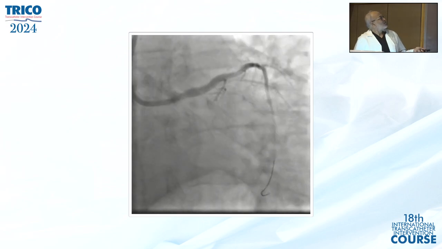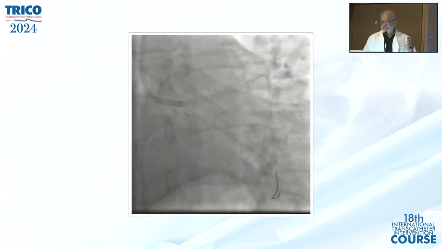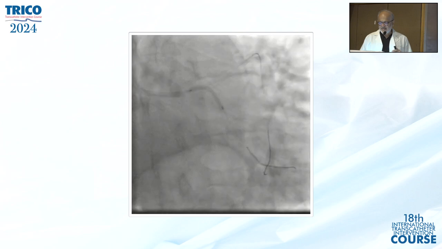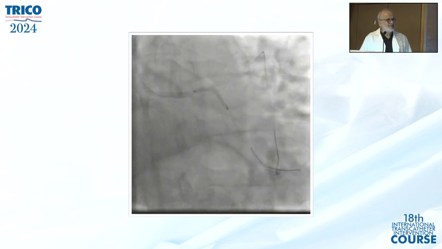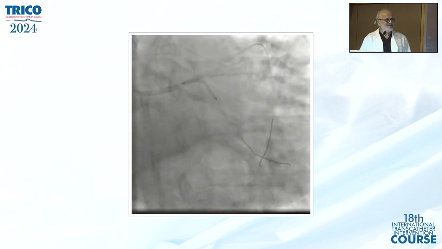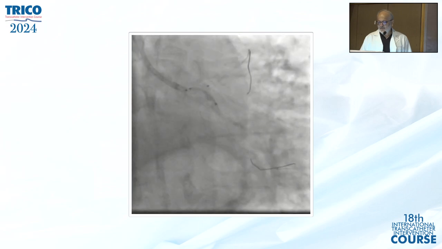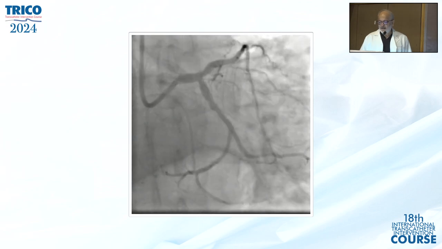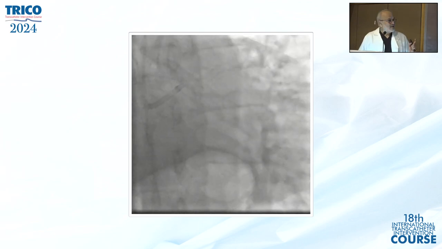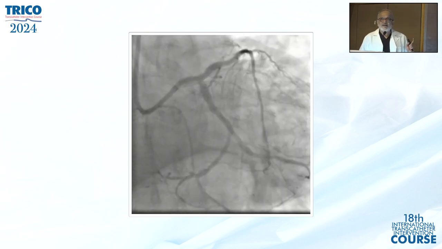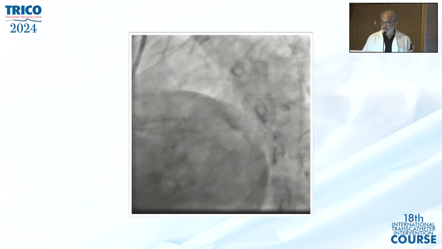Now, you can see a little bit of flow in the circumflex. I easily went in, again this time, TAC. Which wire I used to enter here, you know, Pilot 50, with a sharp primary curve. Dilated, kissing balloon, stent and kissing balloon, and then I got a perfect result. Patient made it.